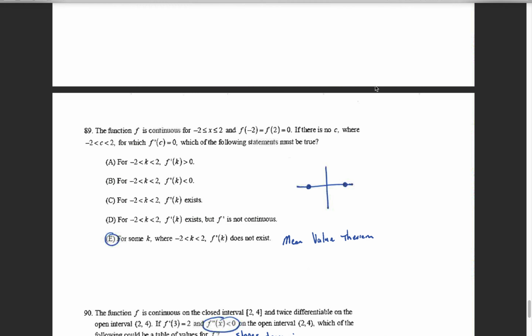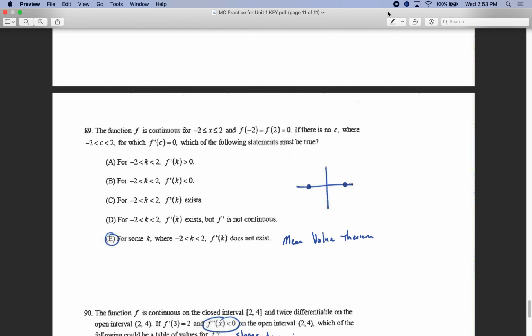Okay, that should be it for this year's, I think this is the 2008 multiple choice questions.